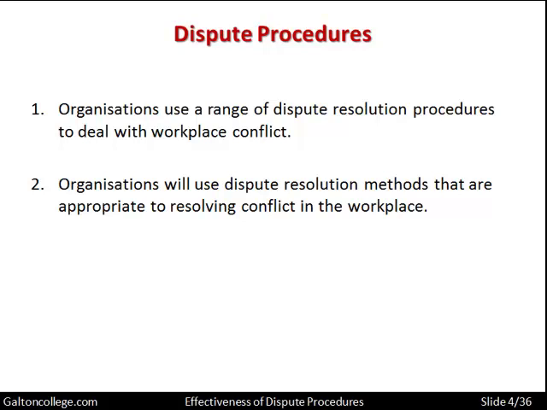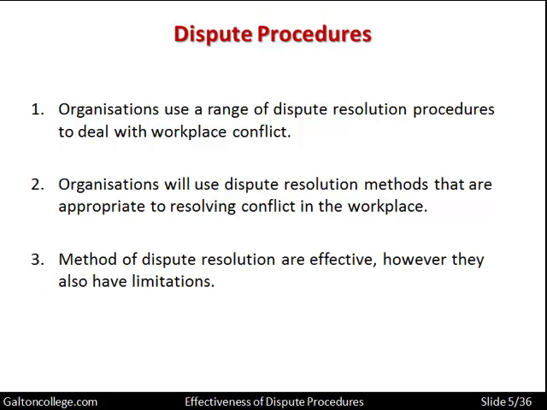Organizations will use dispute resolution methods that are appropriate to resolving conflict in the workplace. They always try to find the most appropriate solution given the nature of the problem. If the problem is small, it may be dealt with locally. It may be dealt with between line managers and workers and so on. If it's a big problem, perhaps one involving working conditions overall or involving remuneration, pay and salary and so on, this may be a bigger issue and will have to be resolved using different techniques.